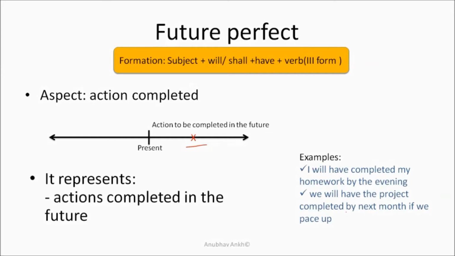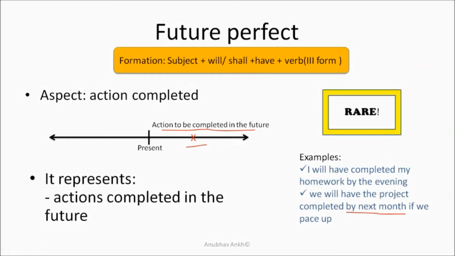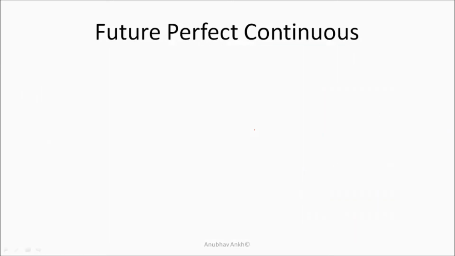We will have the project completed by next month if we pace up. This is a conditional. There is a condition in it. If we pace up, we will have the project completed by next month. So action to be completed in the future. Completion is the keyword here. Okay, it's a rare form, not mostly used, but not too rare either, but it is used. Clear? Future perfect continuous. Now what is that?